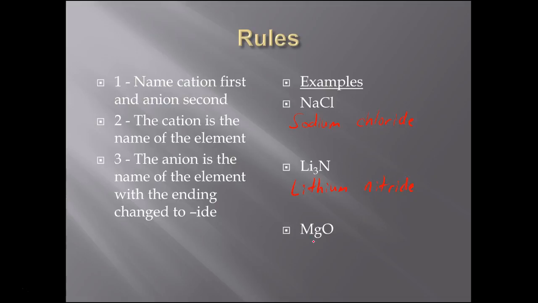Okay, and the last example that we're going to look at here is MgO. We'll name it magnesium for that first element there, magnesium. And then we change our ending to -ide, magnesium oxide.